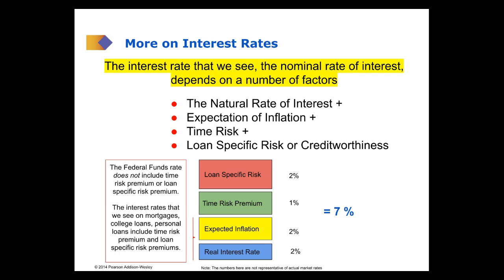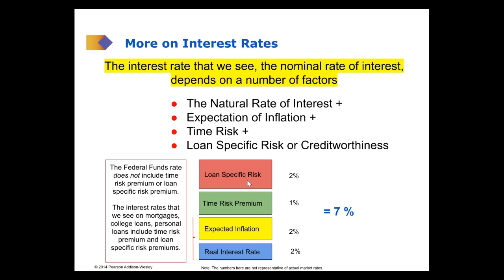Is the person that the money's being loaned to, do they have a good credit rating, a good history of paying things back? Does what they're borrowing the money for seem safe, and that type of thing? So the interest rates that we see are made up of all four of these aspects: the real interest rate, an inflation premium, a time risk premium, and then loan specific risk.